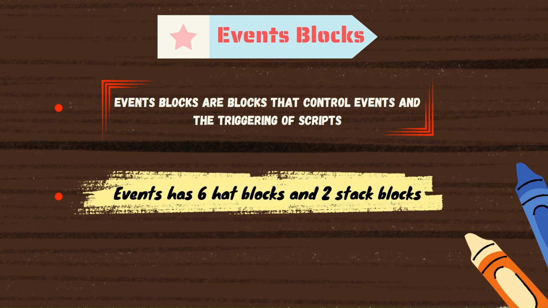So what do you think an event block is? You would have organized different events, right? You would have joined events. So basically event blocks are the blocks which control events and trigger the scripts. How we are going to start our script, how we are going to end it, all these things are being controlled by our events blocks. In the events blocks there are 6 head blocks and 2 stack blocks.